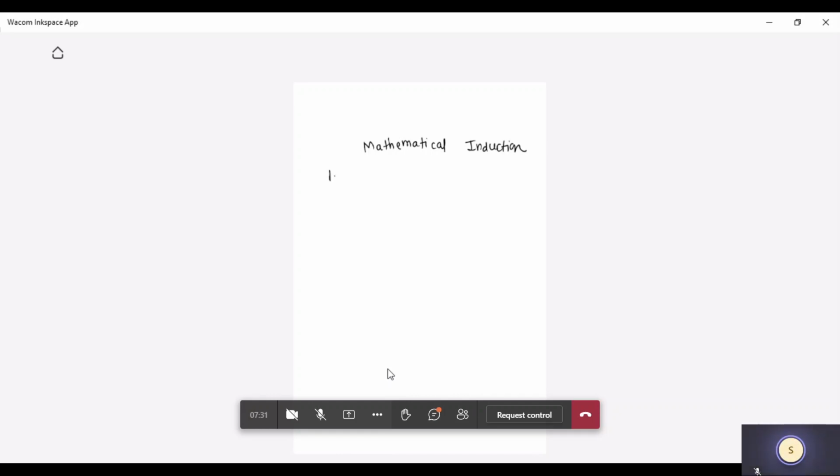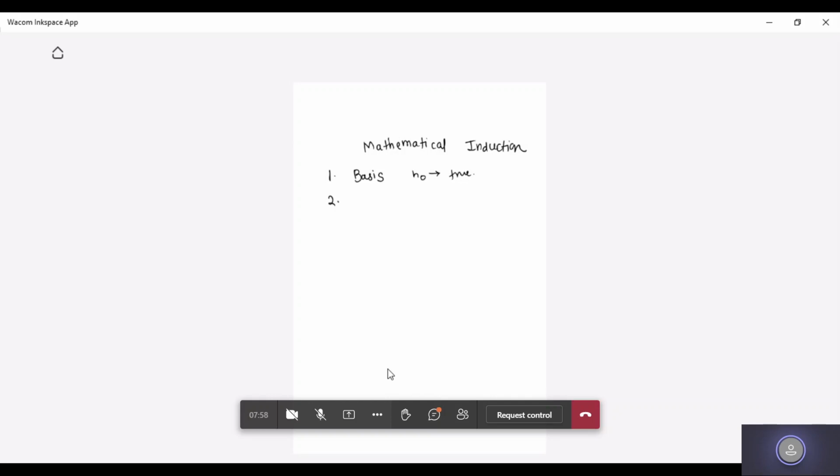Okay, students. So there are three steps. The first step that we have seen in mathematical induction is the basis step. In the basis step, we are going to consider any integer, say n0, and for that integer n0, we are going to say that the statement is true. So we validate the statement for integer n0. That is the first step.